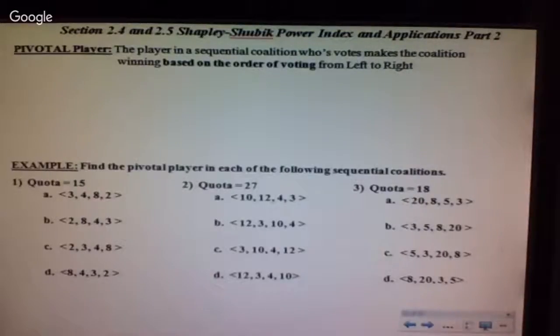Okay, so let me give you some other things to add in here. So your pivotal players' weights.